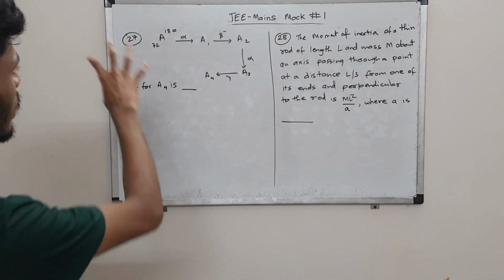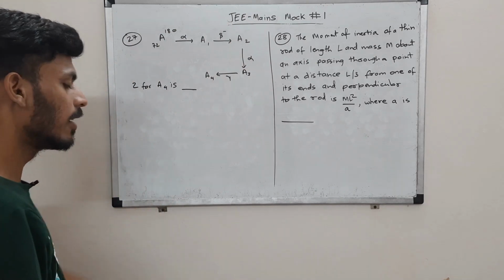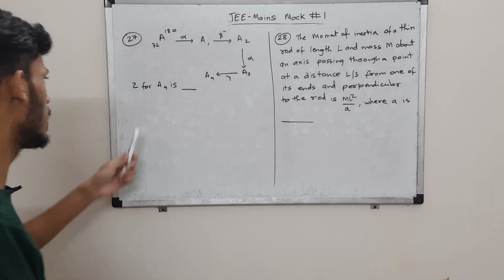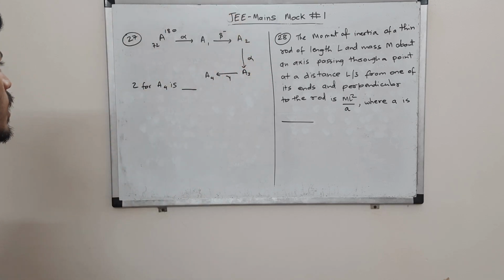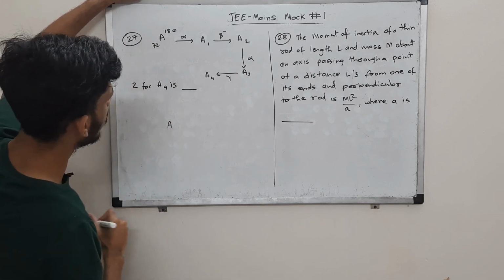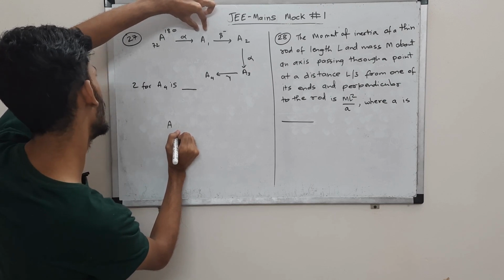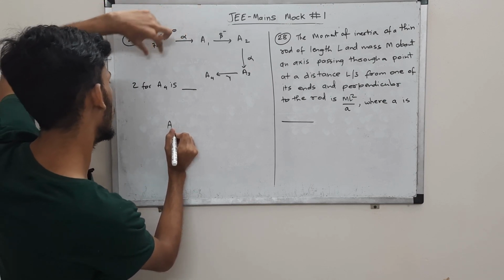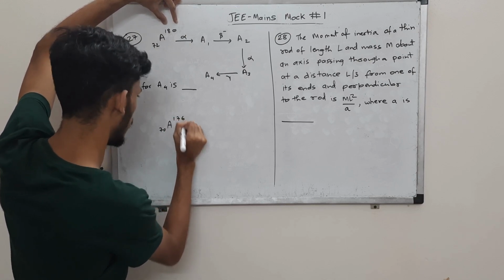So here we are given a nuclear process. You are supposed to tell the value of Z, which is the atomic number of Z for A4, after a series of nuclear reactions. So what will be the atomic number for A1? For A1, this is after alpha decay, so the atomic number will reduce by 2 and the mass will reduce by 4, right?